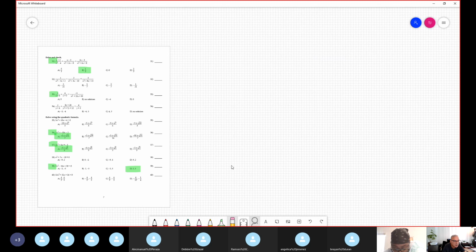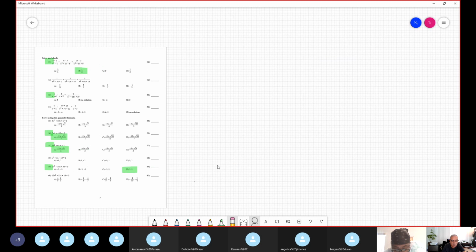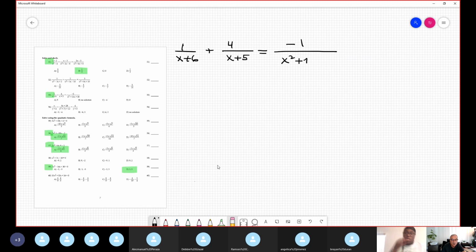I select 53 because I consider it interesting. I don't know why. 53 is 1 over x plus 6 plus 4 over x plus 5 is equal to -1 over x squared plus 11x plus 30.